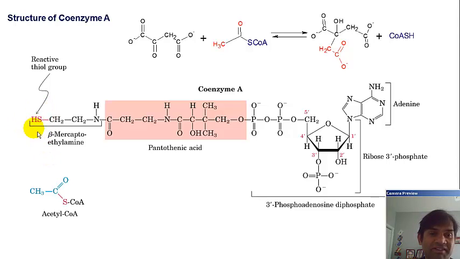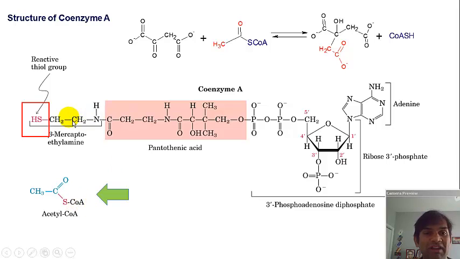thiol group. So as an example, you can see here, this thiol group is going to be the site of attachment. Take a look, for example, at acetyl-CoA or succinyl-CoA or propionyl-CoA. Just as an abbreviation, we put coenzyme A as CoA, but really the actual structure is very complicated.